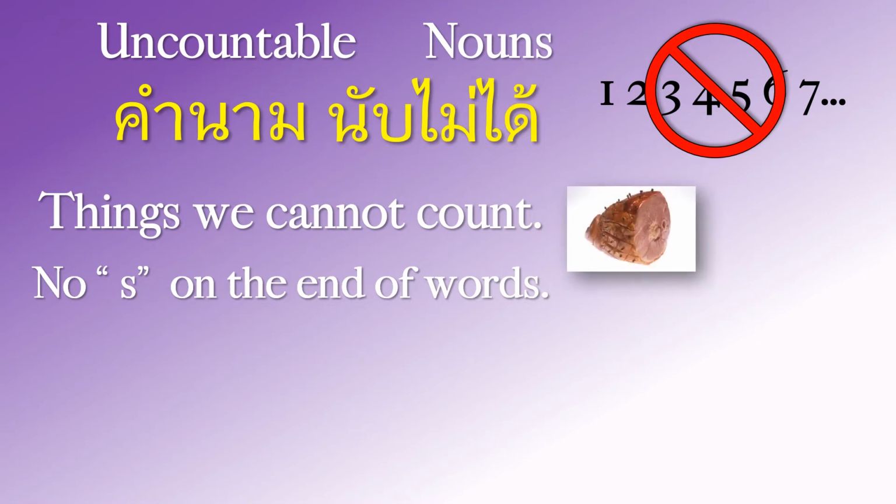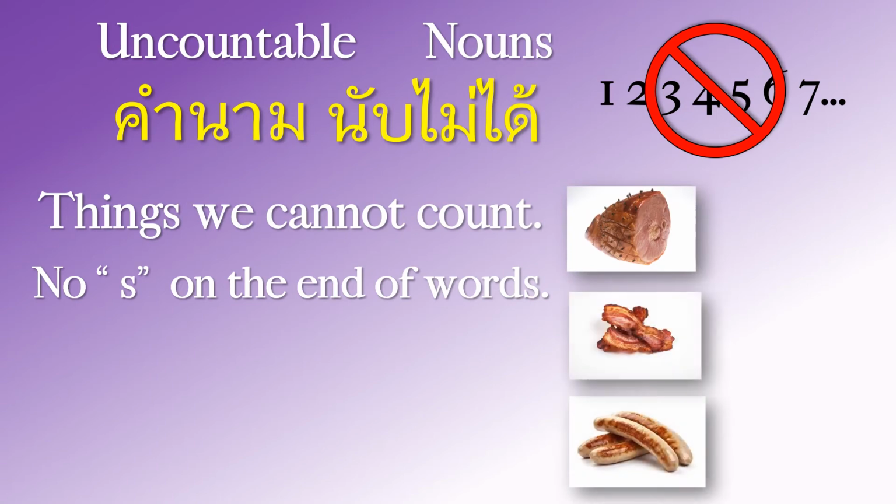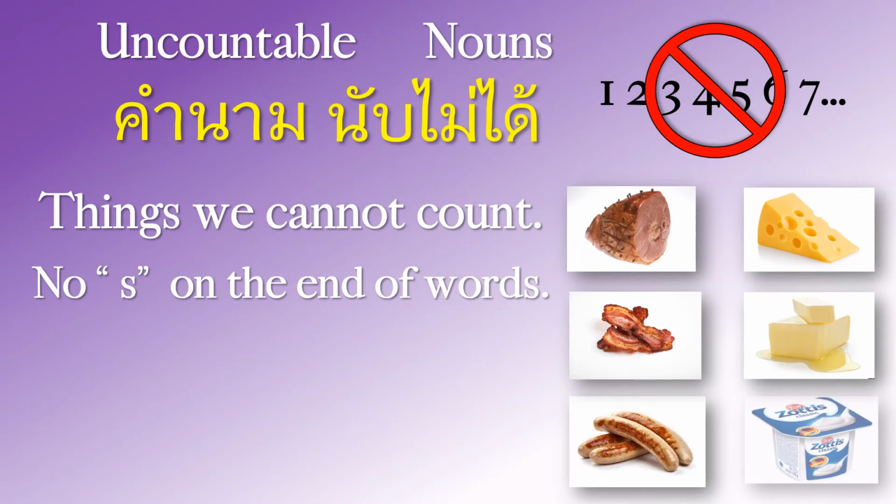What words are uncountable nouns? Well, ham, sausages, bacon, butter, cheese, and yogurt. Actually, sausages is a countable noun, but it is special. We will look at why it is special later on in the class. But ham, cheese, bacon, butter, and yogurt are uncountable nouns.